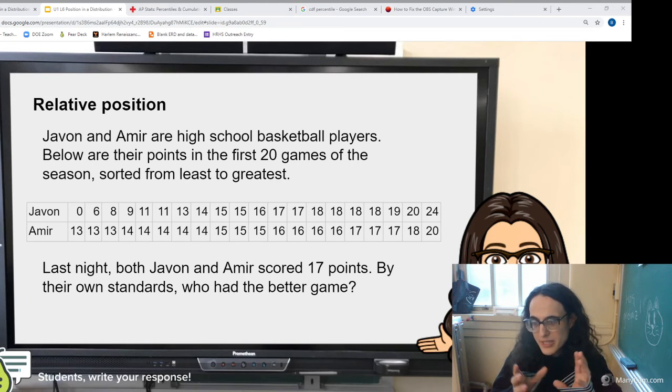If you're having trouble conceptualizing that question, use a more extreme example. Think about me as a basketball player versus LeBron James. If I scored 17 points in an NBA game, it would be an absolute miracle. It would be the biggest miracle ever. It would be an amazing game for me. For LeBron James, it's mediocre.